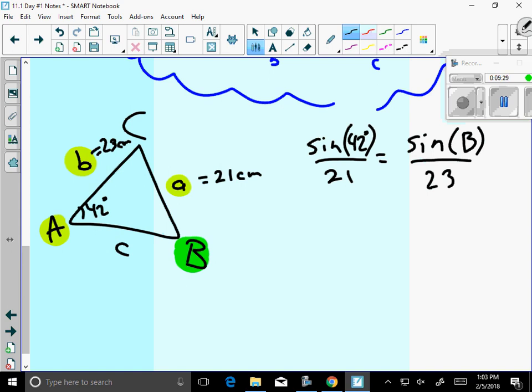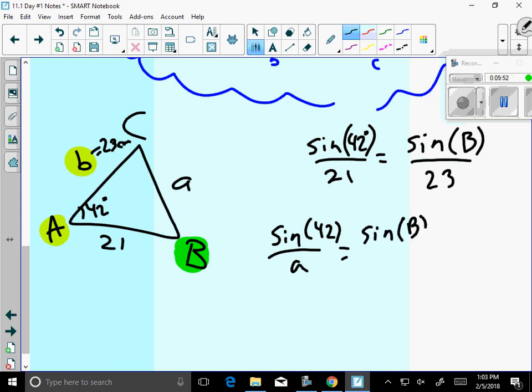I can solve for that. But if I don't have a side angle pair, for example, I don't know A, but I do know C, will that help? Well, I'd have the sine of 42 over A equals the sine of B, don't know it, over 23 equals the sine of C over 21. No matter what way I cross multiply here, I'm going to have two variables involved in each case. Are you with me? So let's take a look at an example.